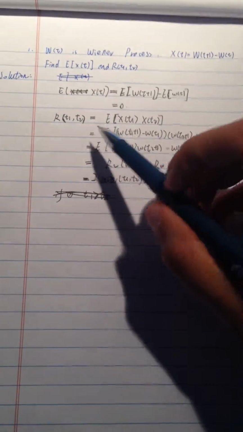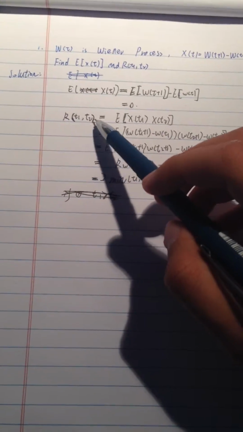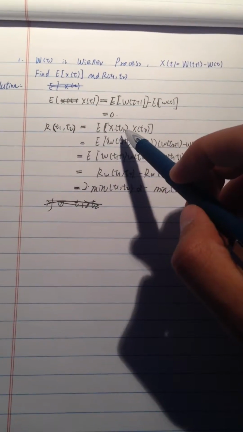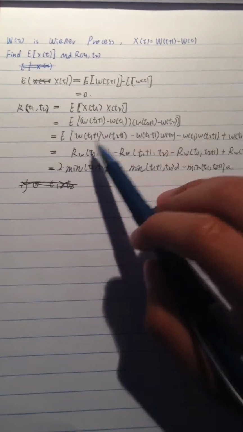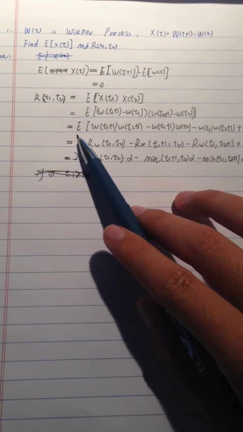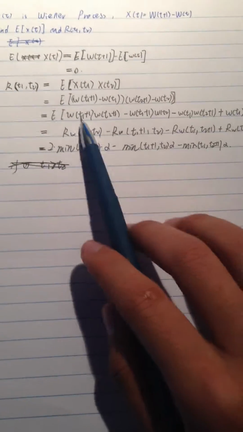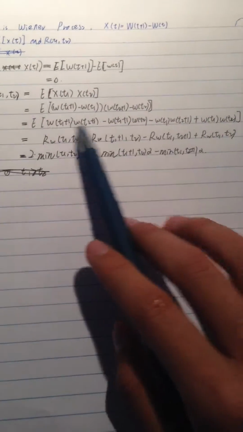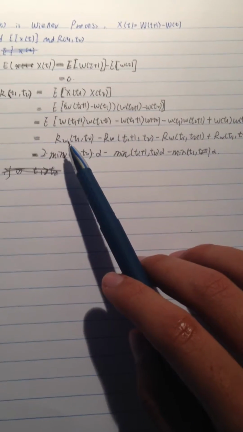And for the autocorrelation function, using the definition, we write the autocorrelation R(t1, t2) equals E of X(t1) multiplied by X(t2). We put in X(t1) and X(t2) using this equation and multiply. We get that the autocorrelation equals this long equation, and we found that within this long equation there are 4 groups, and each group is equal to the autocorrelation of the Wiener process.